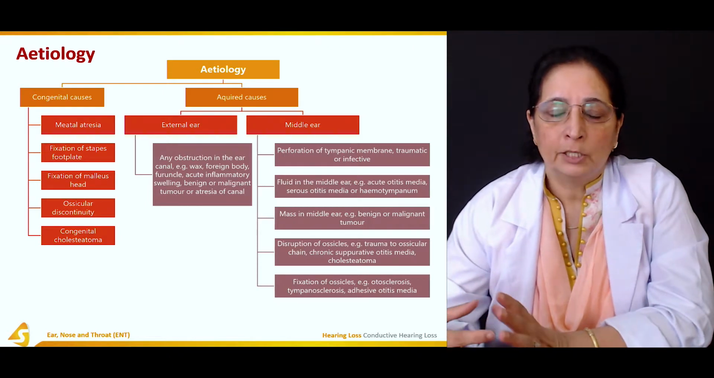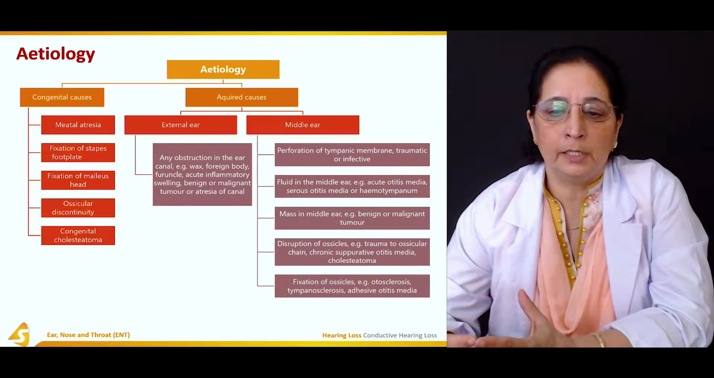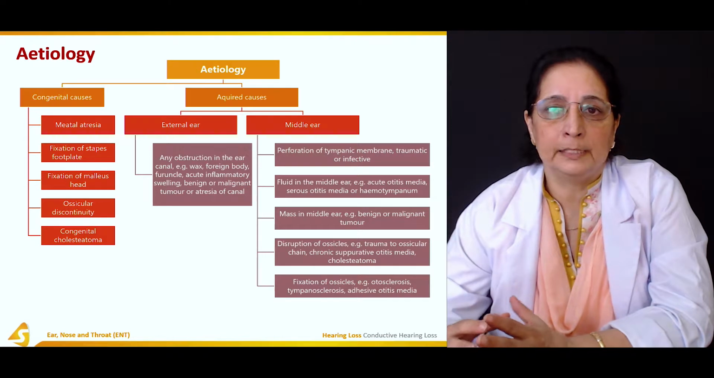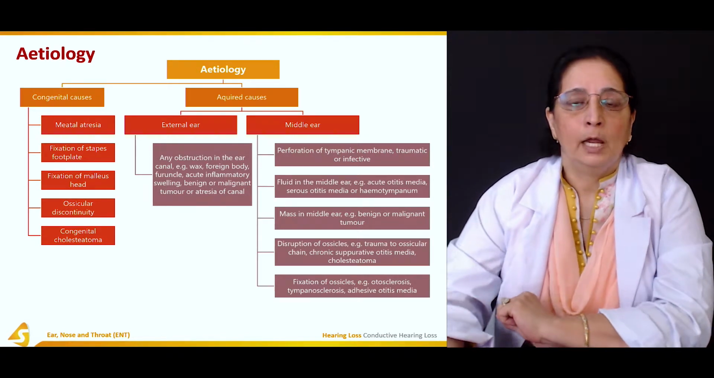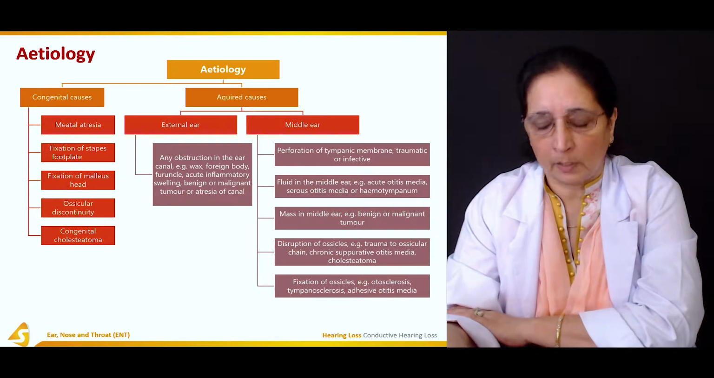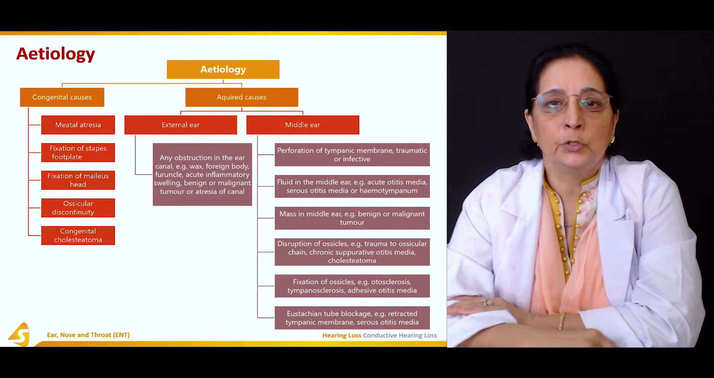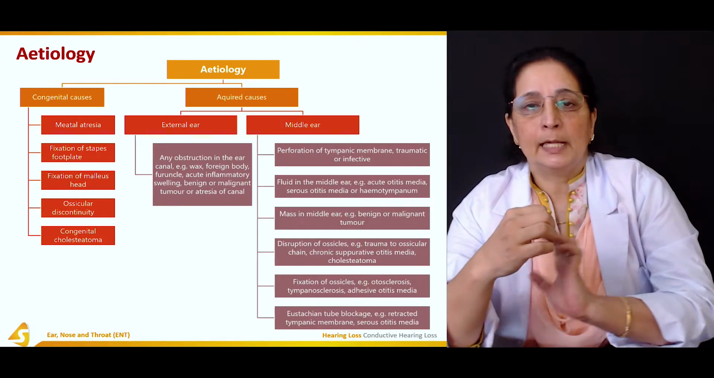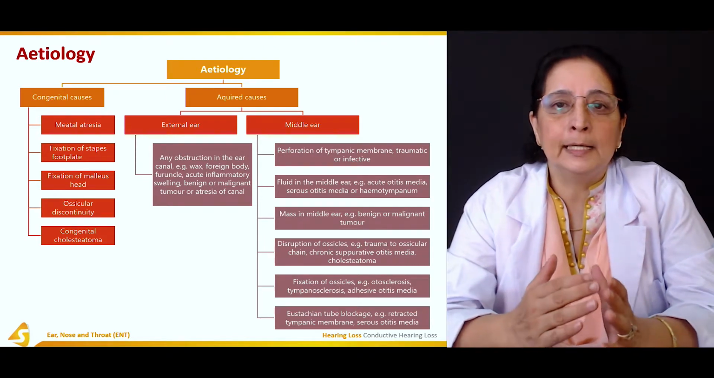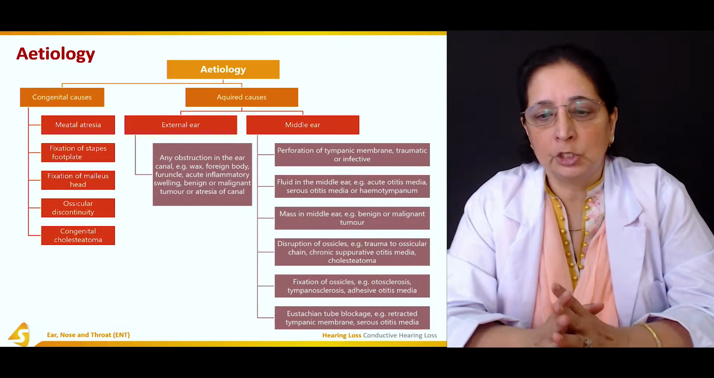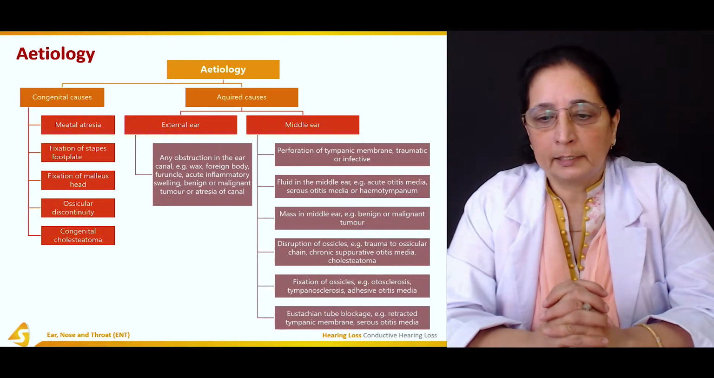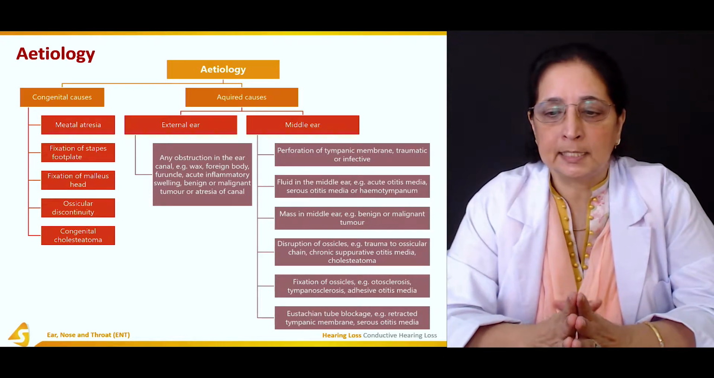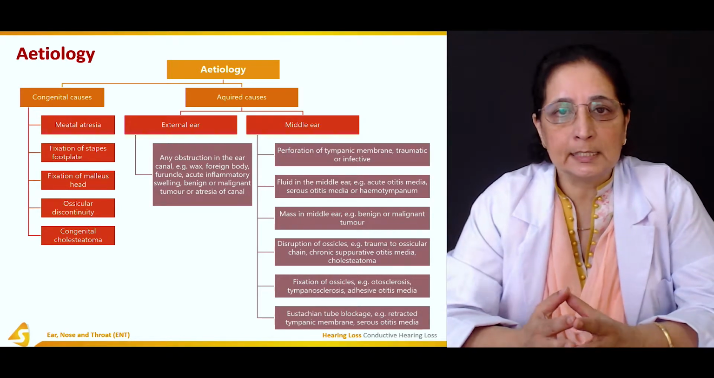Sclerosis is hardening. So whenever there is a hardening of the bones in the ear, or hardening of the tympanic membrane, it can lead to adhesions or fixation of ossicles. Then also eustachian tube blockage. The eustachian tube is a tube that connects the throat with the middle ear. So if there is blockage of that tube, it can also cause conductive hearing loss, and it can be due to infection in the middle ear that causes otitis media, or due to a retracted tympanic membrane.